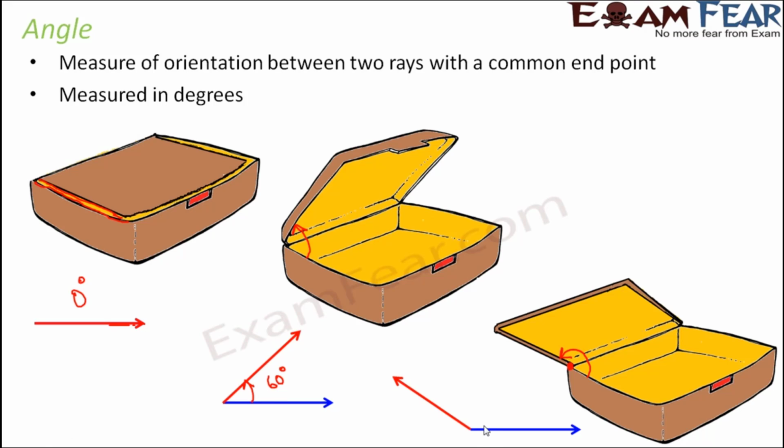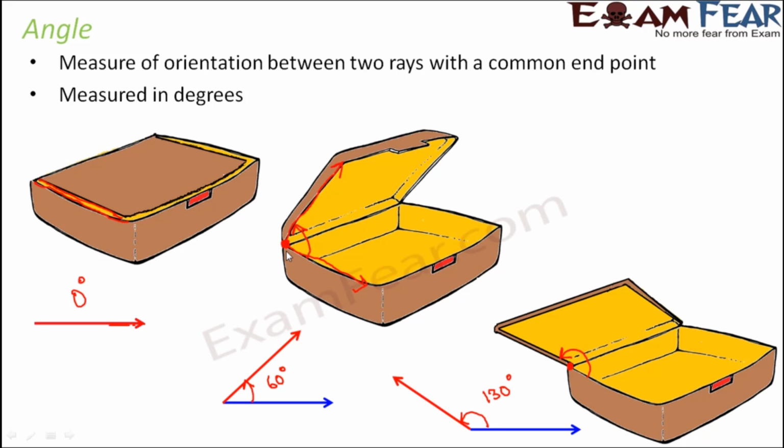Now when you opened it all the more, what happened? The value of this angle increased further. Let's say this time the value was 130 degree. So what are these values? They are nothing but the orientation between two rays. In this case, rays are not the surfaces basically, but when you look at only this line, that would be a ray. Only this line, that would be a ray.